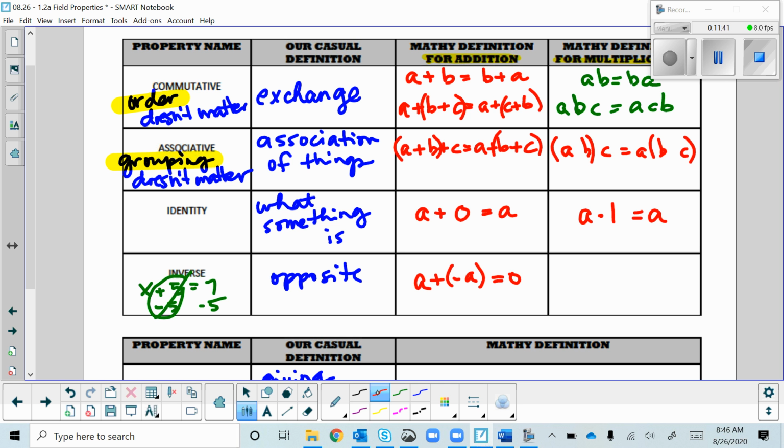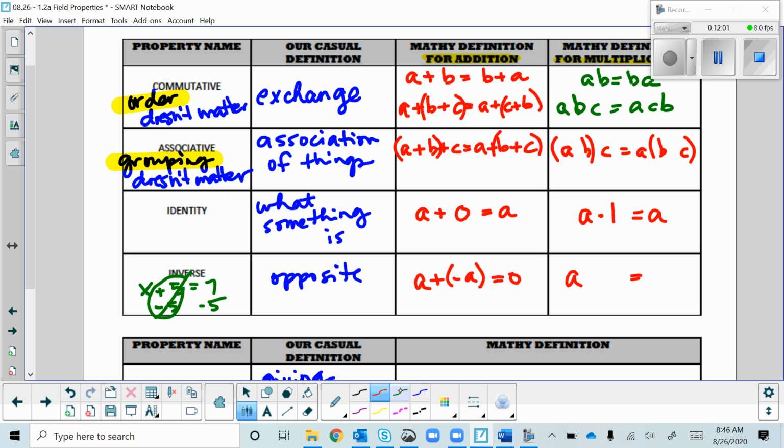Think about for a second, what do we have to multiply things by to cancel it out? So for adding, we just add the opposite and it cancels out. When we're doing multiplication and canceling stuff out, that doesn't leave us with 0. That leaves us with a 1.